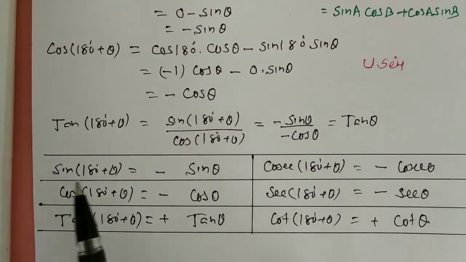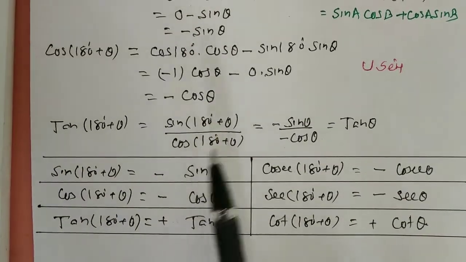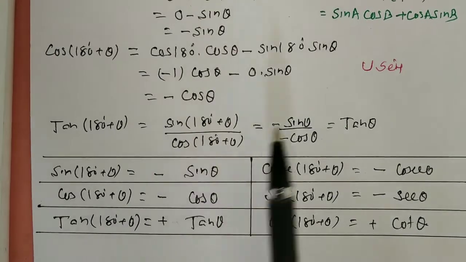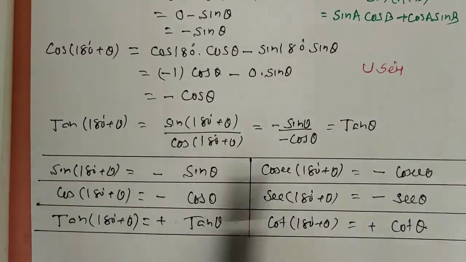Now to find tan 180 plus theta, sine 180 plus theta by cos 180 plus theta, so this is minus sine theta by minus cos theta, which is tan theta. So you can remember this table.